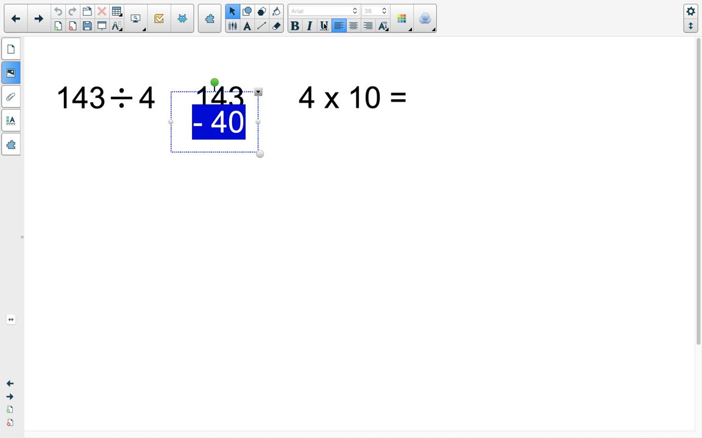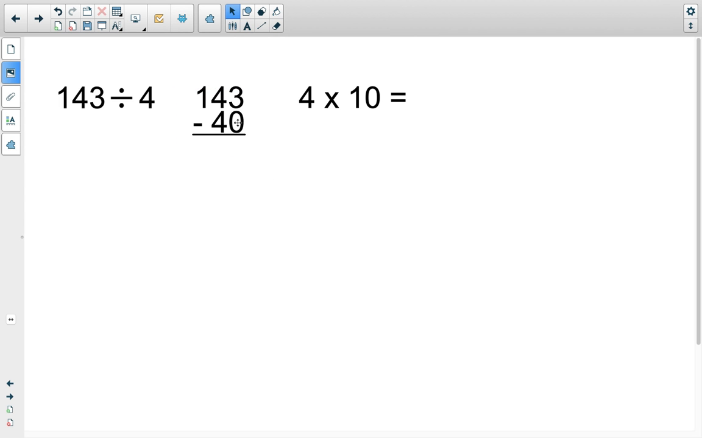Just going to try and underline this here. So the math question there, that's pretty easy. So 0 from 3 is 3. And then 4 from 4 is 0. And then I'm just going to bring my 1 down. So there's that answer there.